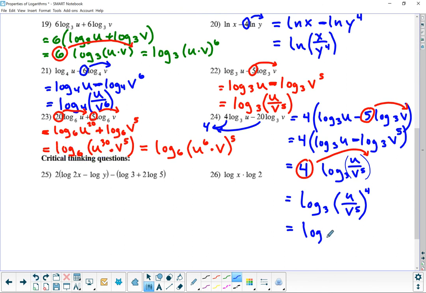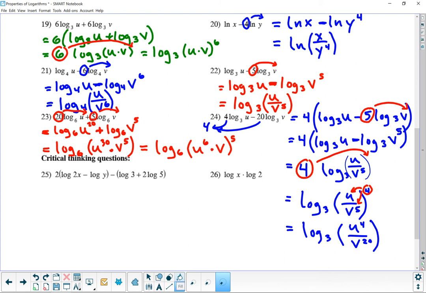Okay, maybe I should condense it more to be log base 3 of u to the 4th power v to the 20th power. And that was simply just taking this 4 and sort of distributing it into that argument right there. So leave me in the comment. See what you guys think.